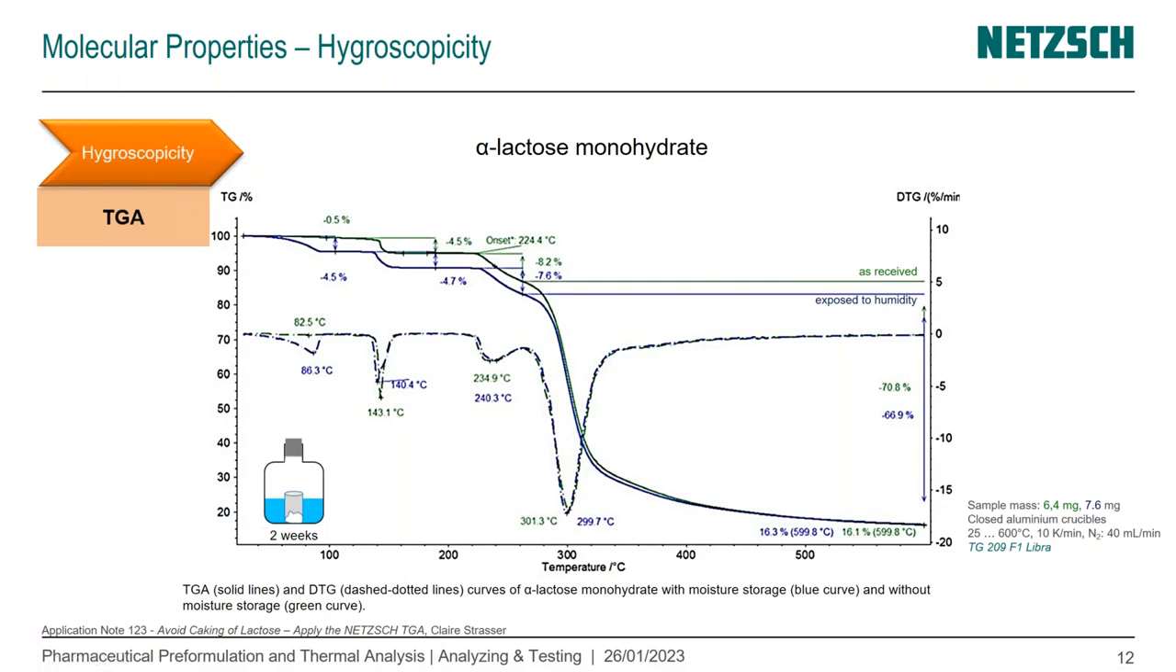The humidity storage yields an increase in absorbed water from 0.5 to 4.5% in the blue curve. But there is no influence on the amount of the further steps of the curve. So we have here a second step that is probably related to the release of the crystal water. And then here we do have the decomposition at 200 to 240. And we see here the TG and the DTG, which is the derivative of the TG signal.